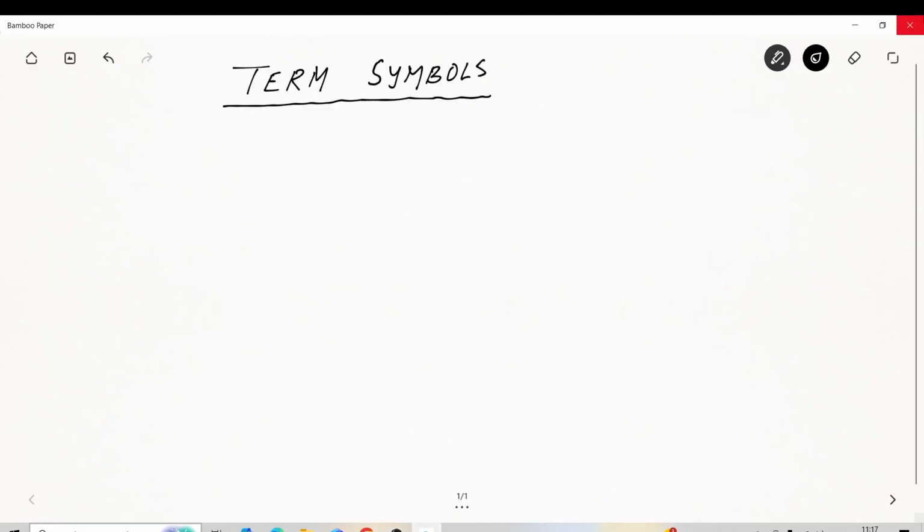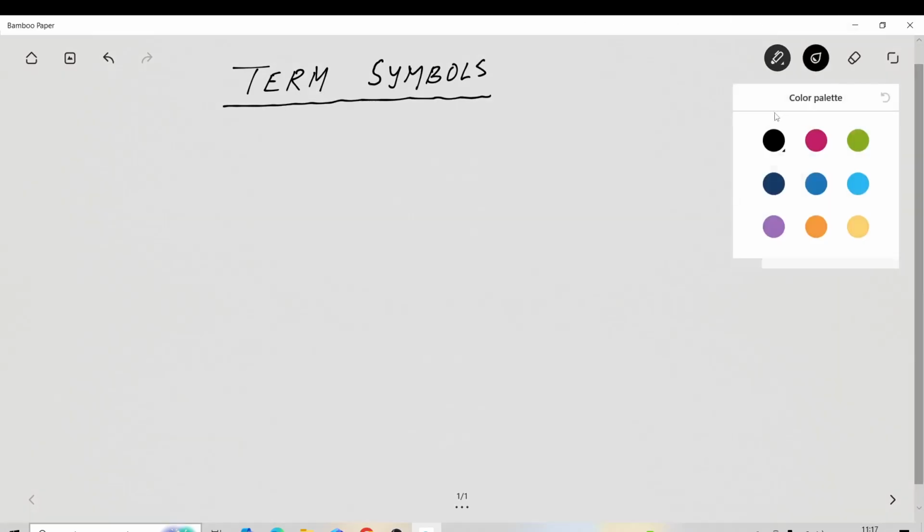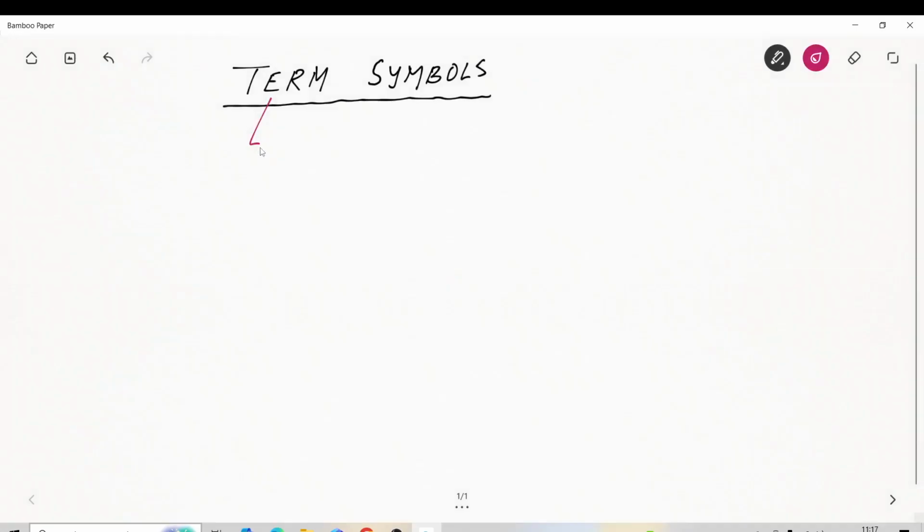So in this class, we shall start with term symbols. এখন দেখো আমরা এই টার্ম কথাটার অর্থটা কি? What is the meaning of this term? Term means energy levels. Okay, and how can we give symbols for the energy levels? How can we symbolize these energy levels?